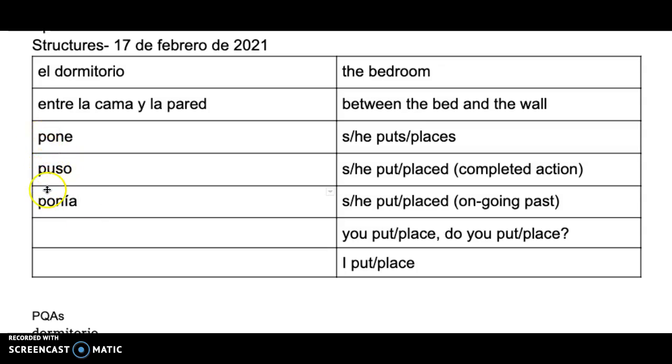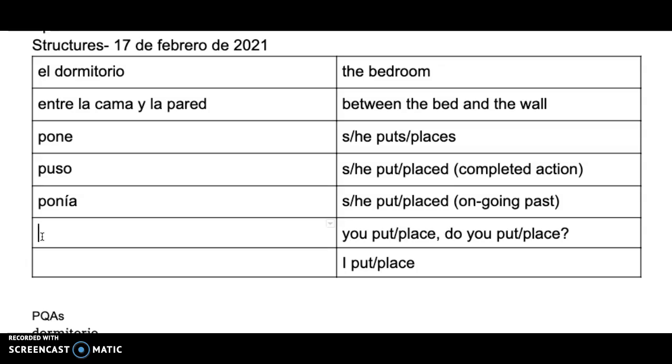Okay, so let me say those three third person, the he or she forms. The first one is pone, puso, and ponía. I'm also going to include the you form and the I form of the verb, so that helps you understand your questions, which you're going to be working on after this part of the assignment.